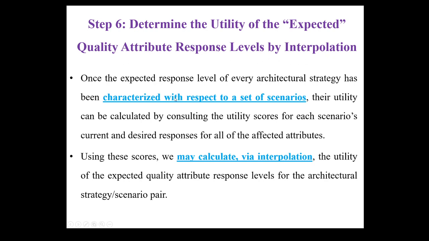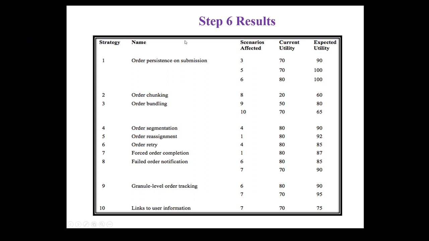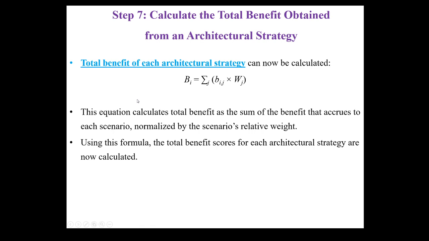Next, determine the utility of the expected quality attribute response levels by interpolation. So it is characterized with respect to the set of scenarios. Using these scores, we may calculate via interpolation. So the utility of the expected quality attribute response level for the architectural strategy or scenario pair has to be calculated. Step 6 shows the results, which are the current utility and expected utility, and the scenario which is affected by using this strategy name.